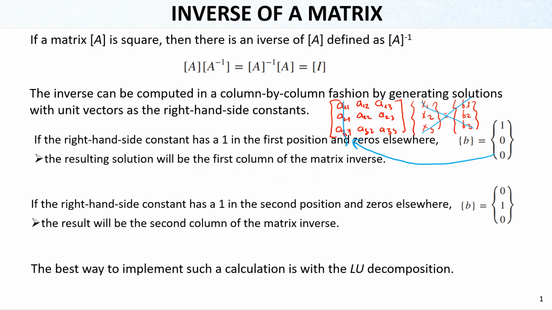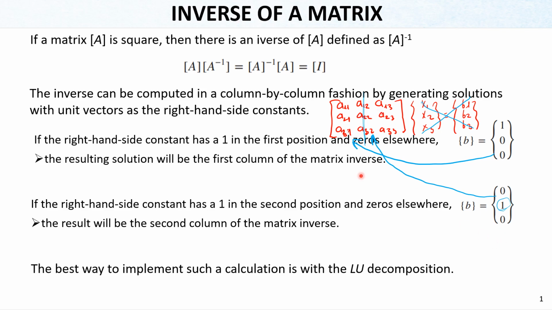Then for the second column, we will apply the same for the second row. So we will remove these, but this time the second row will have 1, and we will put these here. And this actually explains that if the right hand side has a 1 in the second position and zeros as well, the result will be the second column of the matrix inverse. So by solving this, it will give us the second column of the inverse of the matrix. We will do the same for the third one by implementing 0, 0, 1 and putting it here.